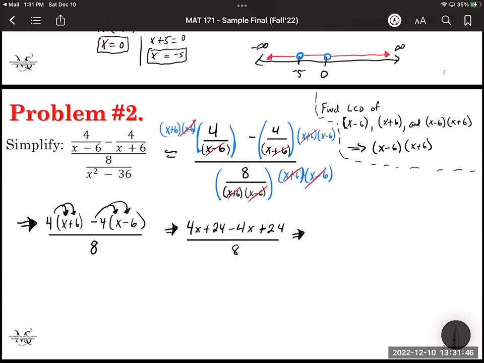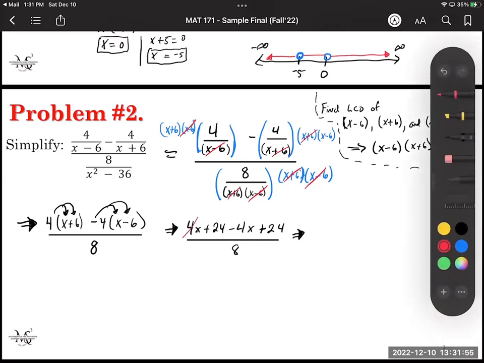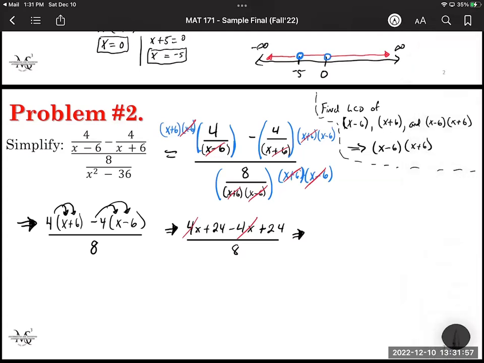If I take 4x minus 4x, what would that be? 0, so that's canceled out. You got 24 plus 24, which is 48. And 48 divided by 8 is 6, and that is your solution. You get back an actual number.